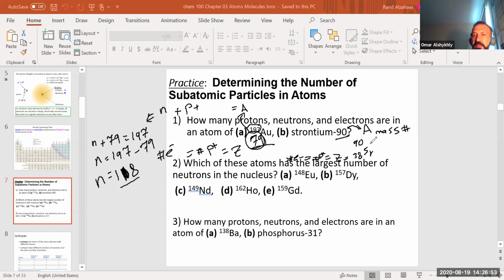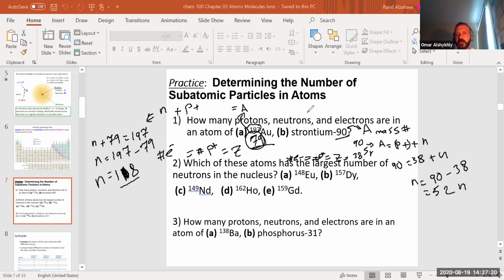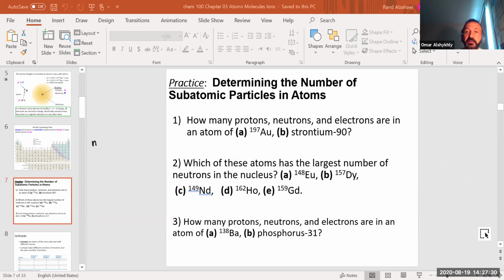What about the neutron? This is A. A equals proton plus neutron. A is 90, so 90 equals 38 plus N. Now N mathematically will be 90 minus 38, which equals 52 neutrons. So that's how we deal with these types of calculations. Guys, try to practice with the other questions that I have here. We have a lot of examples also in the PowerPoint slides in Canvas.